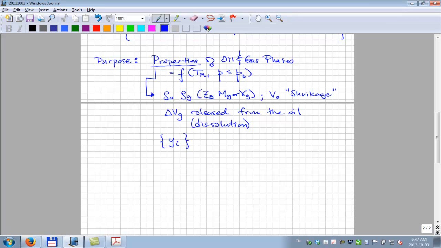Why might we be interested in the gas composition? Because as that gas comes out of solution, it expands as a gas does. And the lower the pressure, the more of that gas you get, right? It gains mobility. As the gas gains mobility, we're going to produce more and more of it.